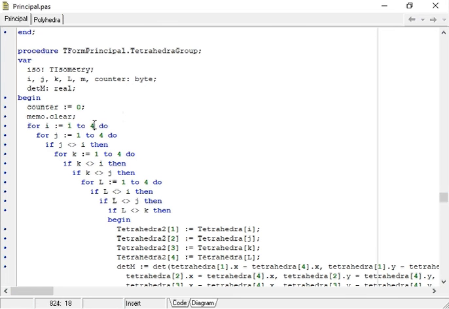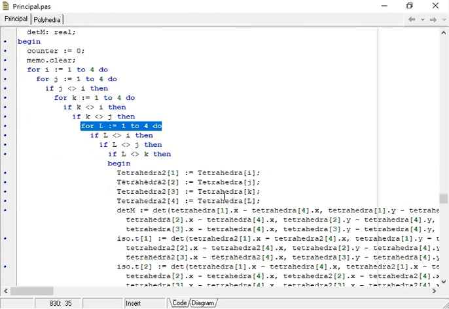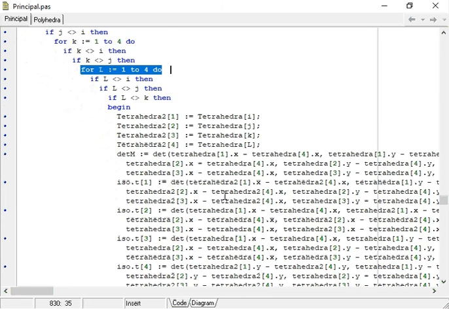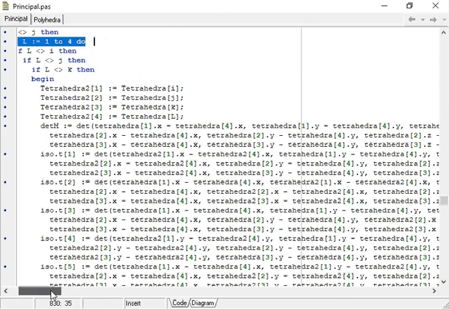And for the 4 vertices of the tetrahedra, I, J, K, L. I want that J is different from I. I want that K is not I and K is not J. I want that L is not I, is not J, is not K, so I could calculate the L, but I did it. And if all this is satisfied, what will we do?